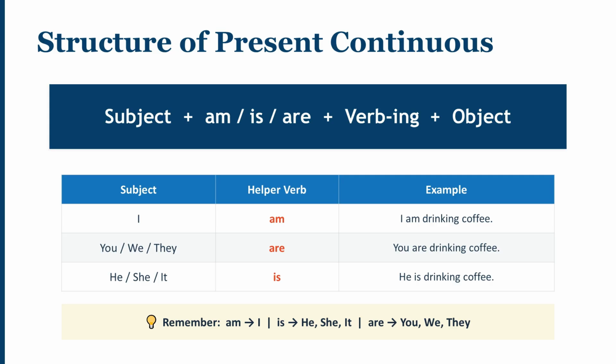Now, let us look at the structure of the present continuous tense. The formula is simple. Subject plus am, is or are, plus the verb with ing, plus the object. Here is how you choose the right helper verb. With I, we always use am. For example, I am drinking coffee. With you, we, and they, we use are. For example, you are drinking coffee. With he, she, and it, we use is. For example, he is drinking coffee. This is very important to remember. Am goes with I. Is goes with he, she, and it. Are goes with you, we, and they.